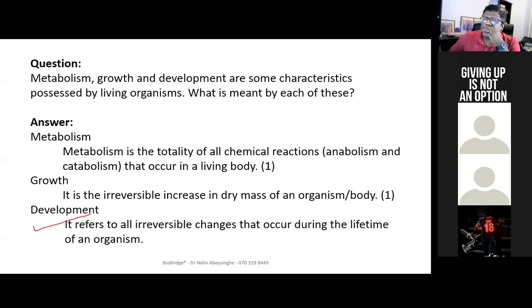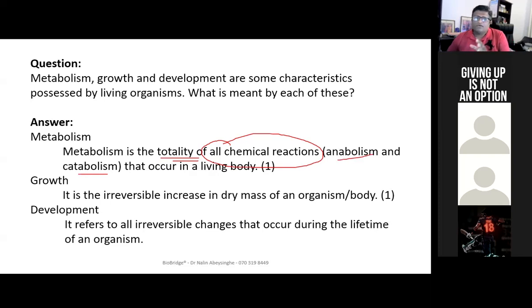Metabolism, growth and development are some characteristic processes of living organisms. What is meant by each of these: metabolism, growth, and development. We already discussed. You have to say metabolism is the totality of all chemical reactions. The word totality has to be mentioned. Mentioning anabolism and catabolism is optional in your marking scheme.